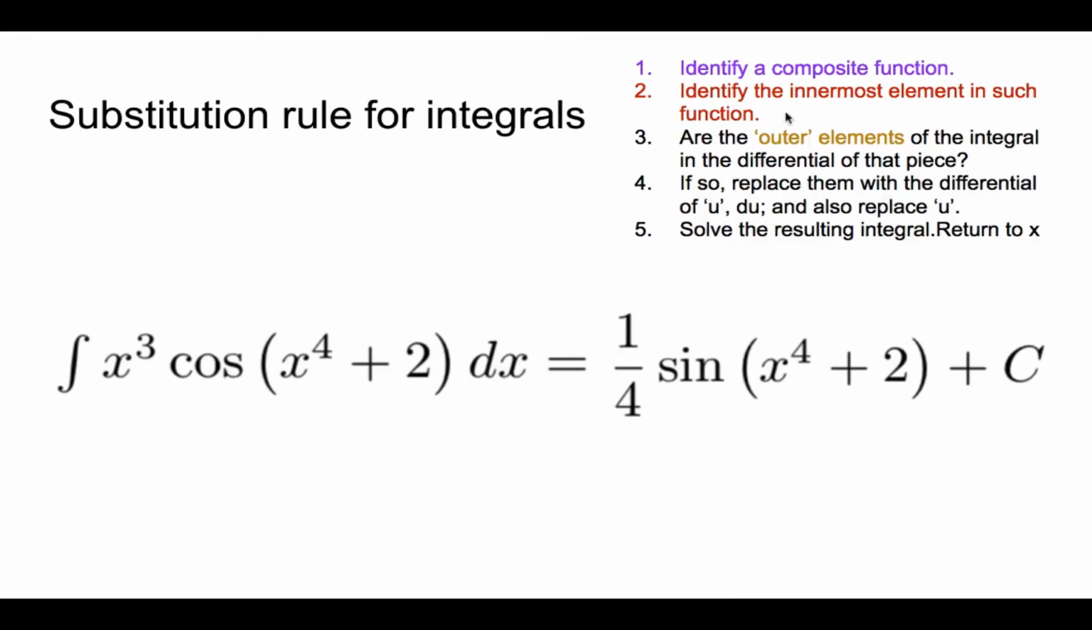And what we did is try to identify a composite function. Identify the innermost element, which is this. Call it u, get the differential, and if the elements of the differential were the remaining ones of the integral, then we could use substitution both on u and the du to solve the integral. Okay?